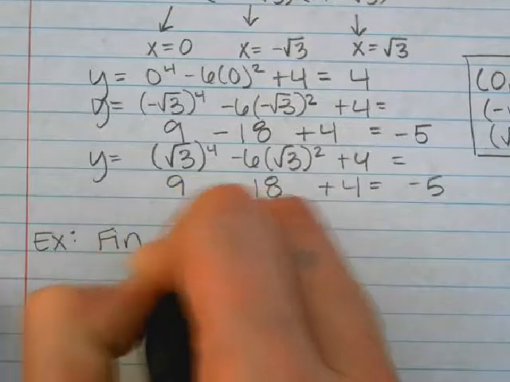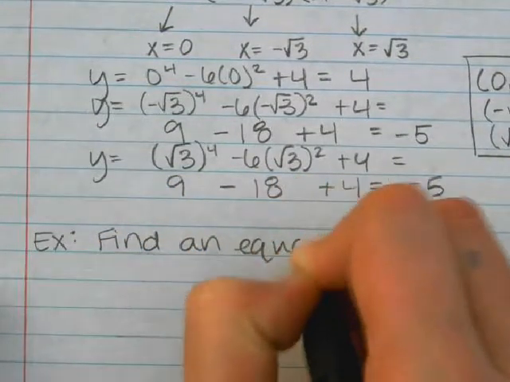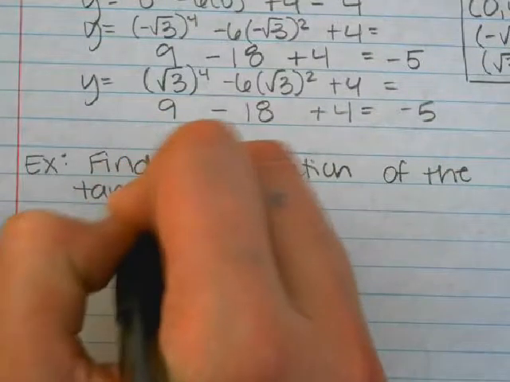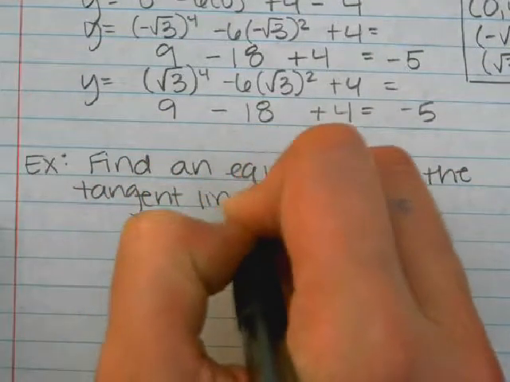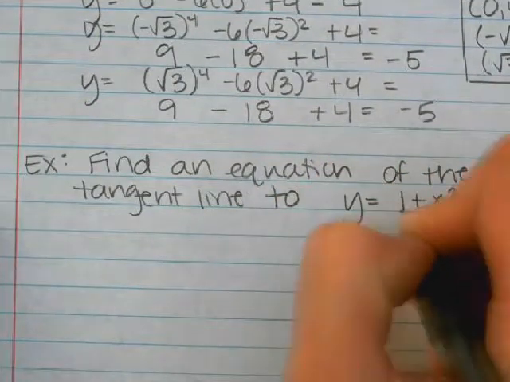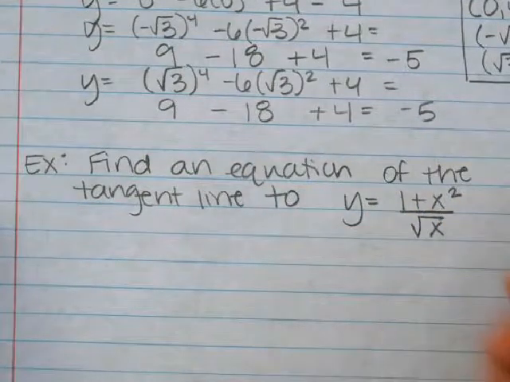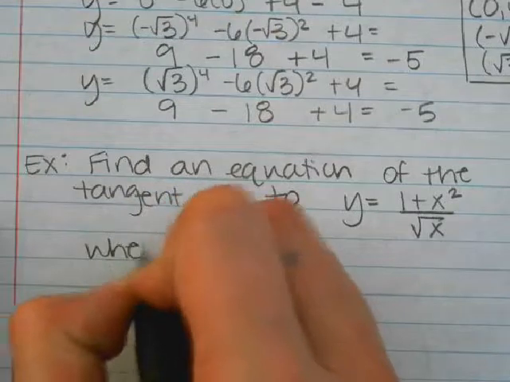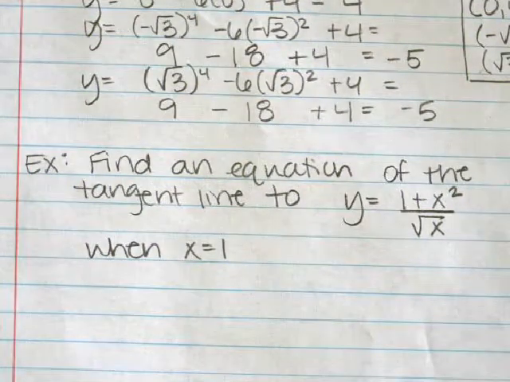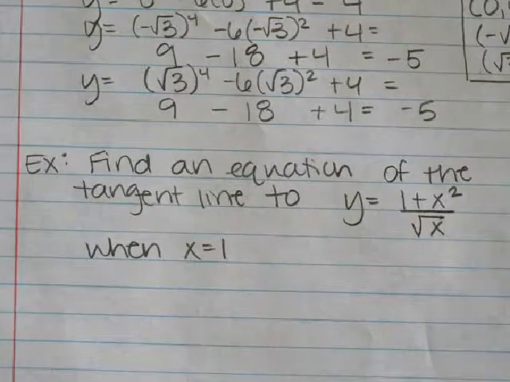All right, find an equation of the tangent line to y equals 1 plus x squared over the square root of x when x equals 1. Now, a tangent line is always a straight line that is touching a curve at one point.